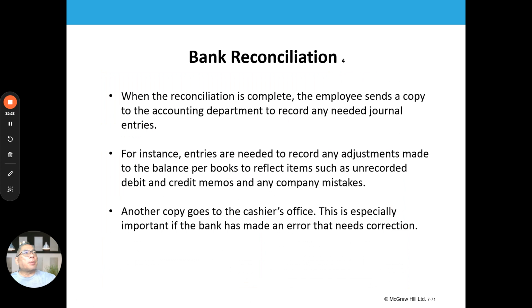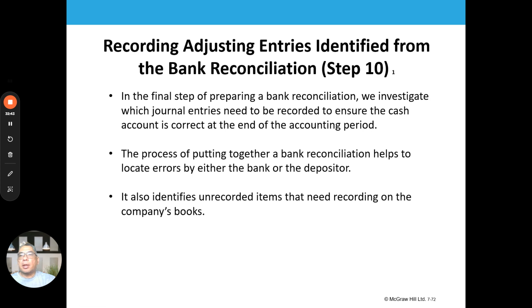All right, let's look at the bank reconciliation. When the reconciliation is done, the company must send a copy to the accounting department to record the needed journal entries and make adjustments per books, and another copy goes to the cashier's office, especially important if the bank made an error and needs corrections. Recording adjusting entries: this is the final stage, investigating the journal entries needed to ensure the cash account is correct at the end of the accounting period.